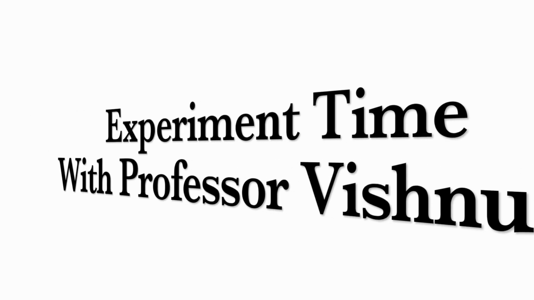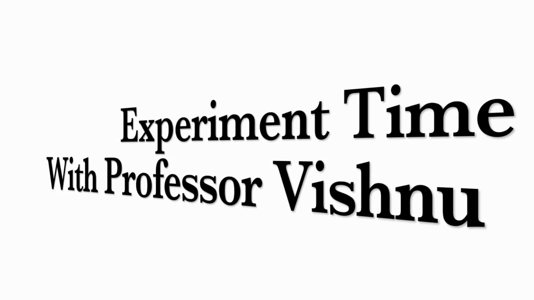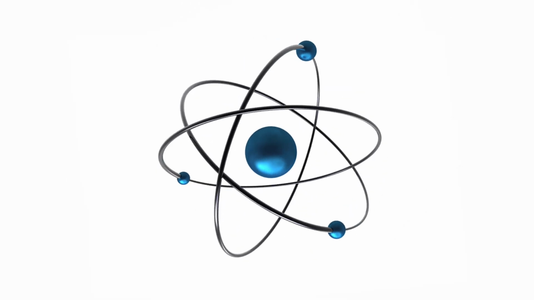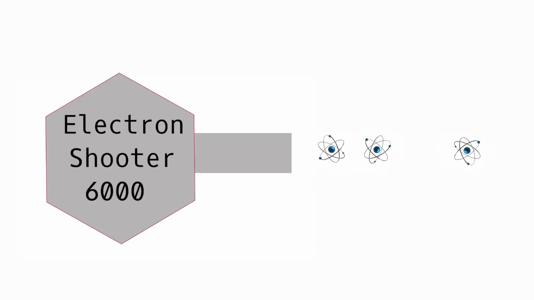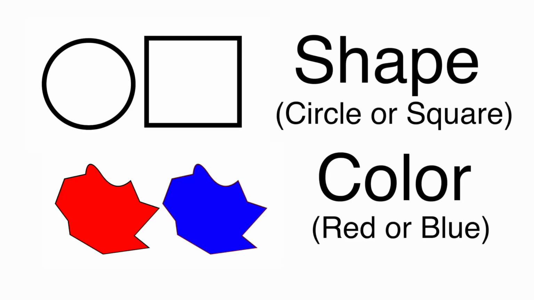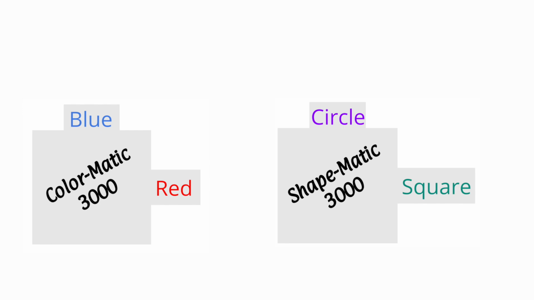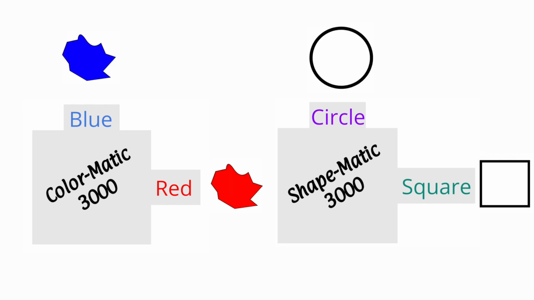To better understand quantum superposition, let's take a look at an experiment. Imagine we have some subatomic particles, in this case electrons, and we have an electron shooter that can shoot out electrons that have two attributes, shape and color. We can measure these attributes by two different magic boxes we set up. These magic boxes will output the electrons in a certain direction based on what attribute they have.